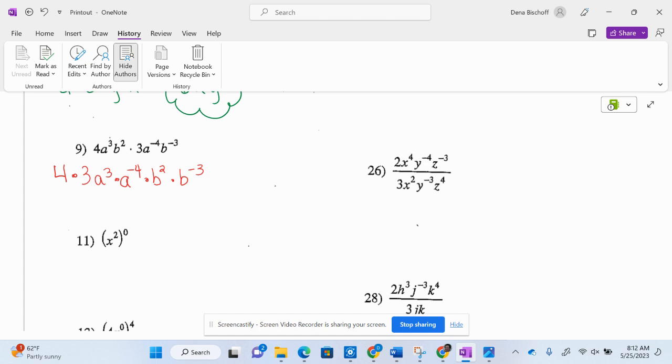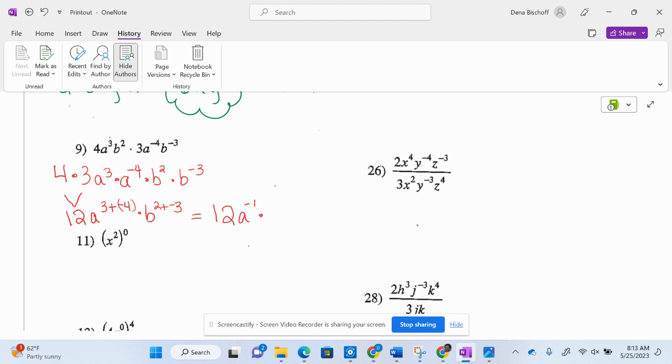So let's multiply the numbers first. 4 times 3 is 12. And then I have a to the 3 plus a negative 4 times b to the 2 plus a negative 3. So what is the exponent, Brian, that ends up on the a? So what is 3 plus negative 4? Yeah, good job. Negative 1.